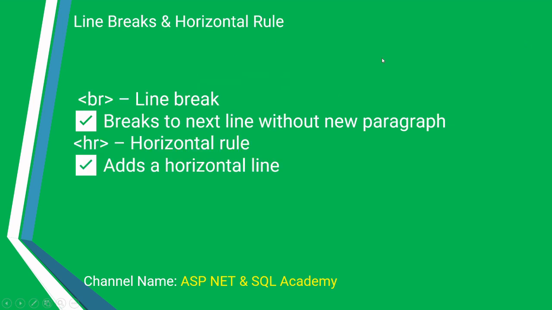The BR tag inserts a single line break, useful for short breaks within a paragraph. The HR tag creates a horizontal line across the page, often used to divide sections of content.